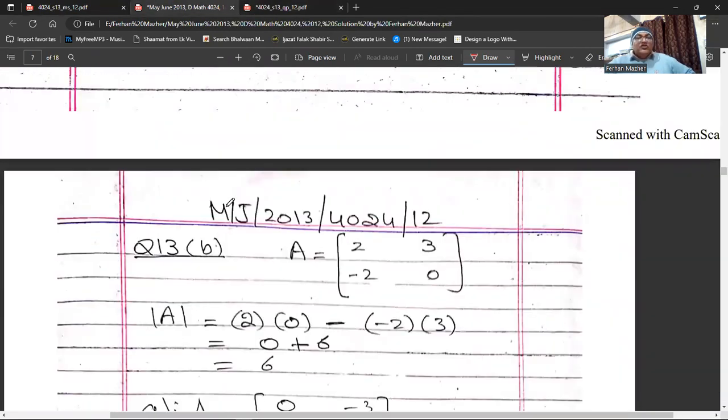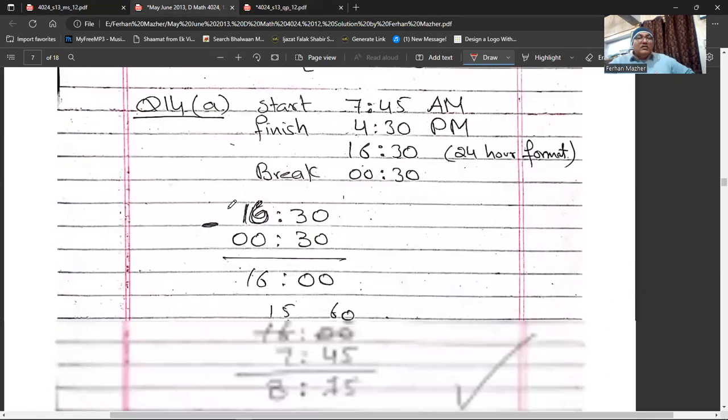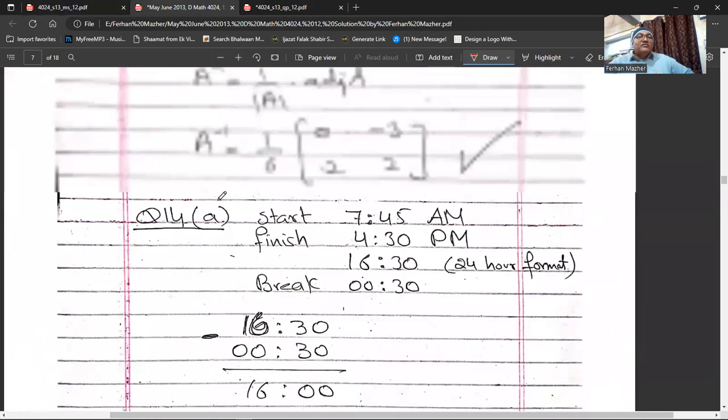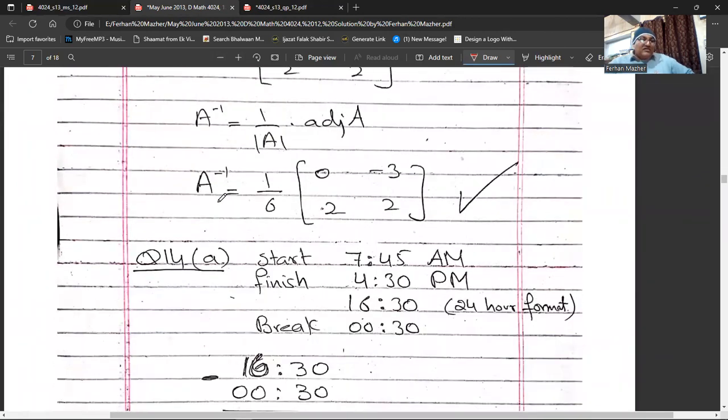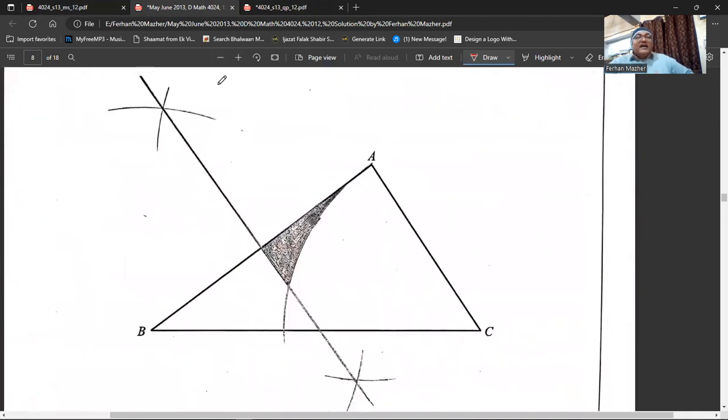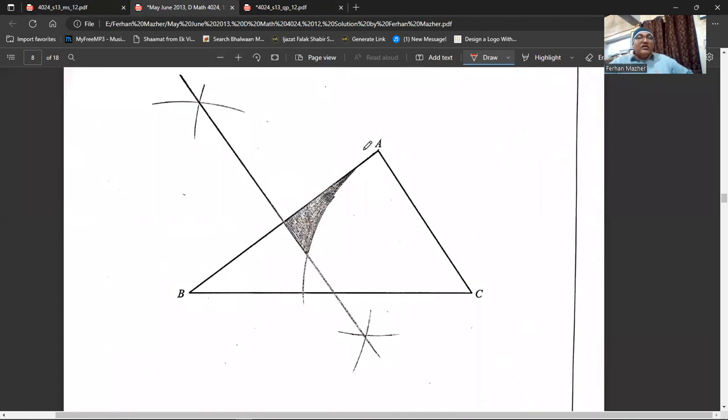Okay, so let me show you. Here we have question number 13, 14. So question number 12 is here. You can see I have opened the compass, put it here on A. I have marked this arc and this arc. Then I put the compass here and I mark this arc and this arc. I have joined this point and this point with each other. So this is the perpendicular bisector of AB. And I hope you understand.